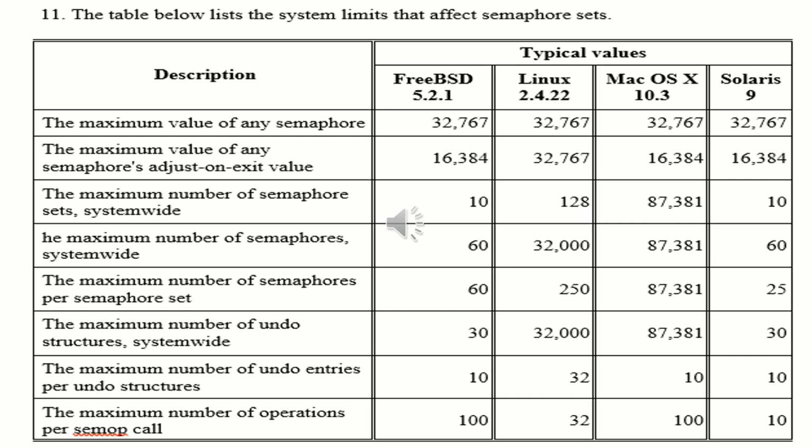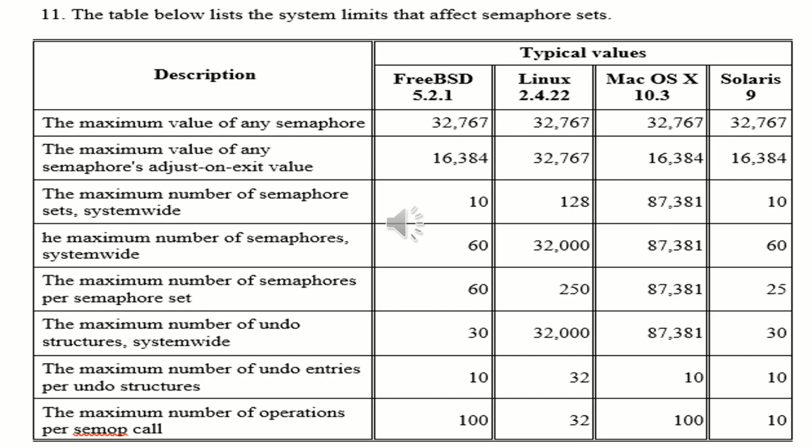The table below lists the system limits that affect semaphore sets. Here we have discussed four different types of operating systems: FreeBSD (Berkeley Software Distribution), Linux, Mac OS X, and also Solaris. The maximum value of any semaphore is 32,767 for all four types of systems: Linux also 32,767, Mac OS also 32,767, Solaris also 32,767.